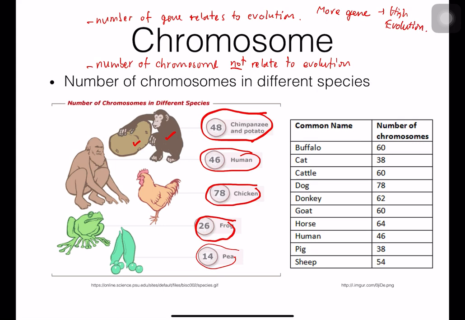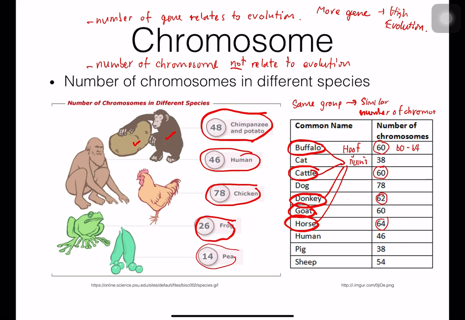But one thing you can mention from the numbers of the chromosome, it is if the animals are in the same group, in this group, it is an animal with hoof or keep tail. They are in the same group because they have the hoof. Okay, so the numbers of the chromosome here ranging about 60 to 64. Okay, so animals in the same group represent the similar number of chromosome like this.